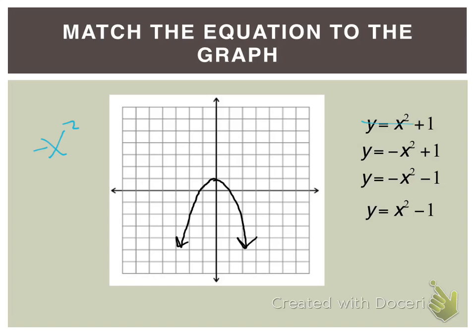Okay, so I can automatically eliminate this one, and that means I can also eliminate this one. Now, it crosses my y-axis here. So if I plugged in 0 to these equations, it should equal this number. Okay, so let's plug in 0 for the first equation. So y equals 1. Okay, that crosses my y-axis at 1. And that plus 1 tells me it shifts up. So that is my answer.